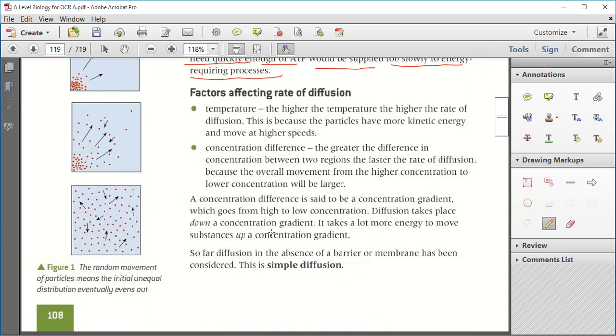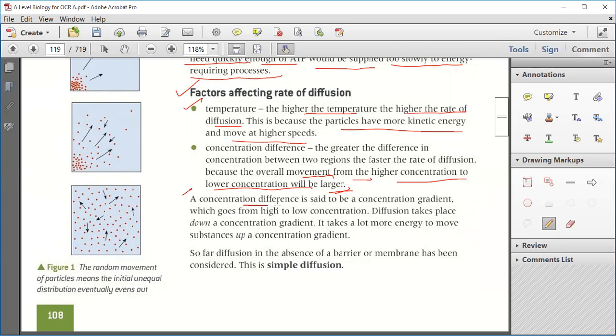Okay, next one. Factors affecting rate of diffusion. The first one is temperature. The higher the temperature, the higher the rate of diffusion because the kinetic energy will increase. Particles with high kinetic energy have more movement. Concentration difference: the greater the concentration difference between the two regions, the faster the rate of diffusion, because the overall movement from higher concentration to lower concentration will be larger. Clear?